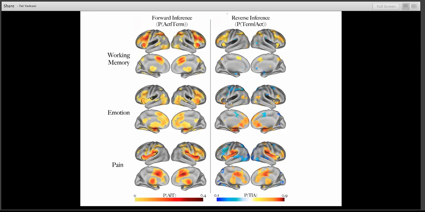This is kind of a counterintuitive point, but one way to think about it is, if someone asks you, hey, I'm doing an emotion study, where should I expect to see activity? You might say, well, frontal cortex, right? Lateral frontal cortex should be in those regions, which is reasonable.